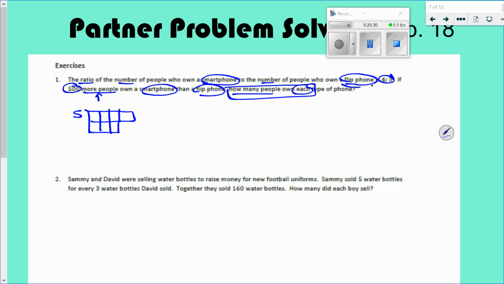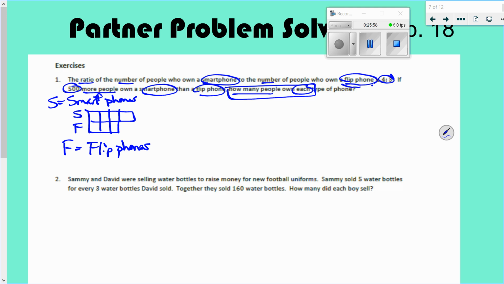Smartphones. And the 3 is flip phones. Make sure you identify your variables. So that's the smartphones, and F is the flip phones. Now remember, they always have to give us a third piece of information. This is really, really critical for today's lesson, understanding how it relates to everything else. So what was our third piece, Emma?